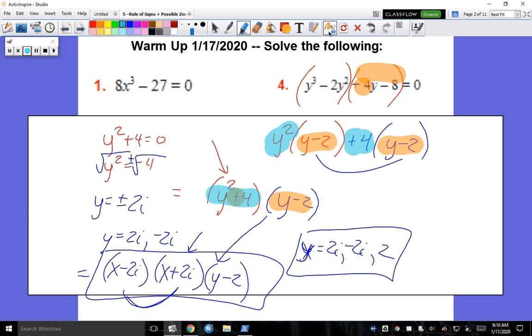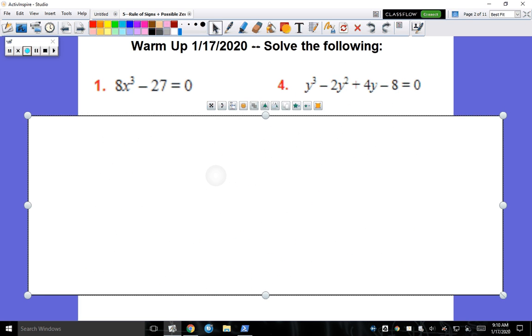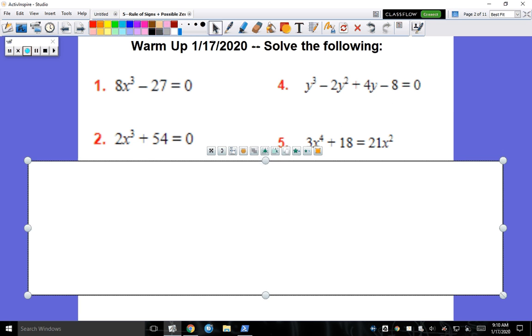Okay, so let's move on to number 5. What do you think I would do first? Subtract the 21 and set it equal to 0. And I would also put it in descending order like that.